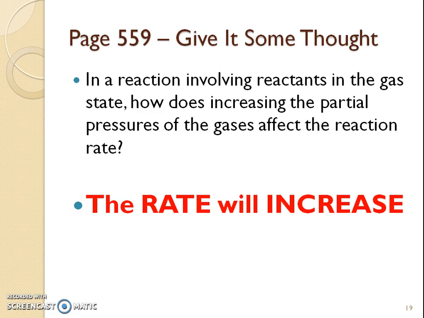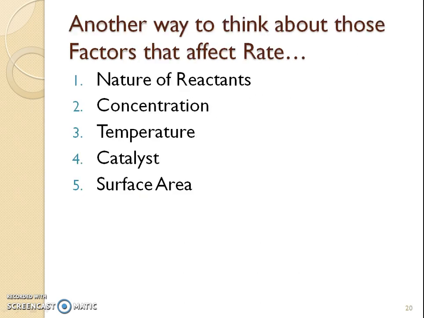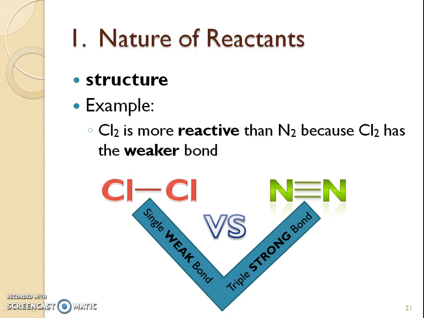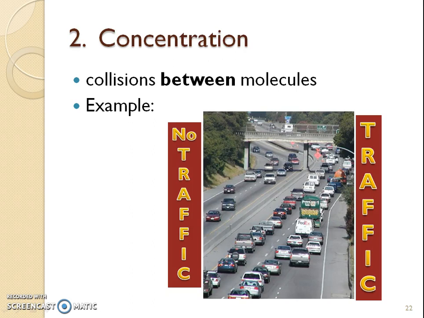And hopefully you did. So these are another way to look at reaction rates. Again, we're going to go through them step by step, so hopefully you understand the information. Nature of reactants, all we're talking about is the structure. If we look at chlorine versus nitrogen, chlorine only has a single bond, so that's going to be rather weak. Very easy to break that one bond between those 2 chlorine atoms. However, nitrogen has a stronger bond, and you have 3 bonds to break. So the chlorine is going to be more reactive than the nitrogen.